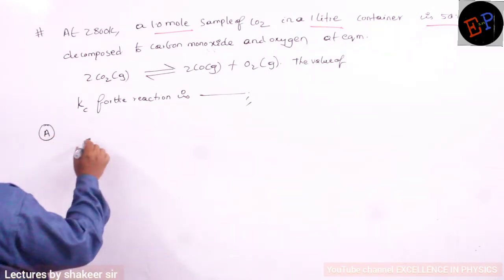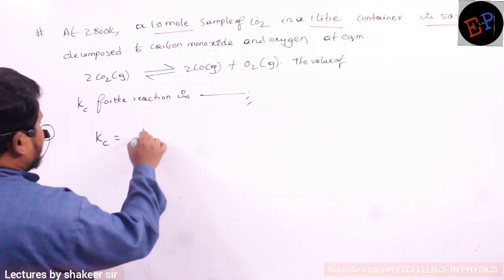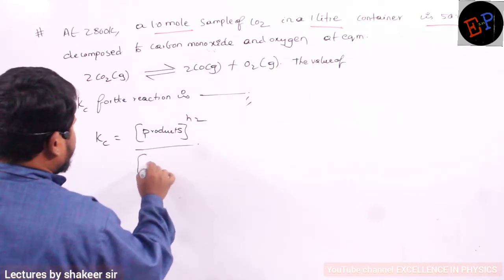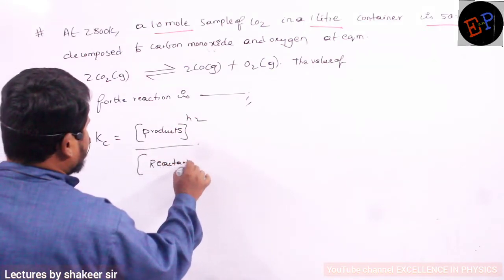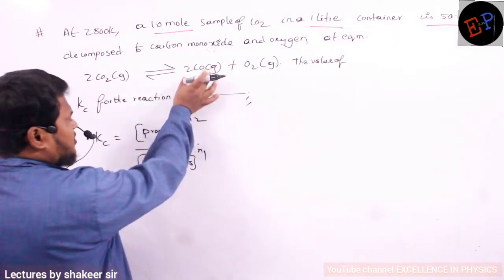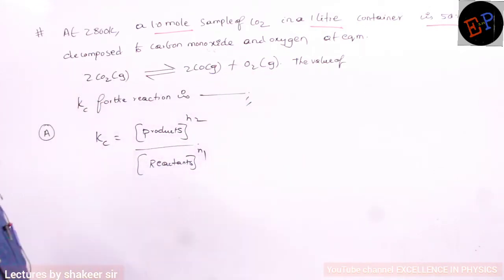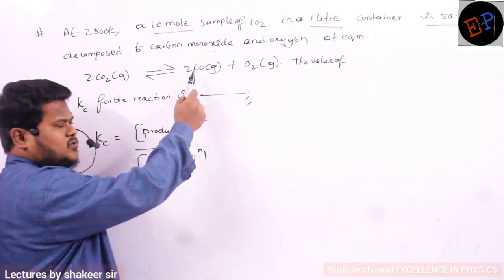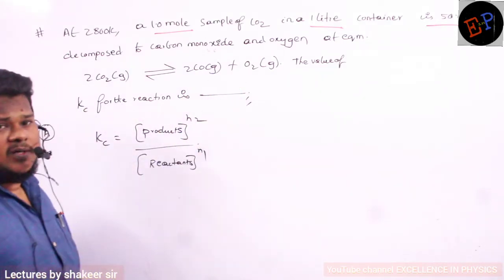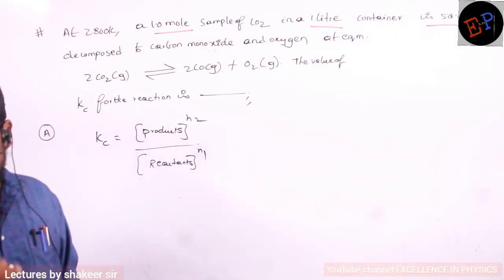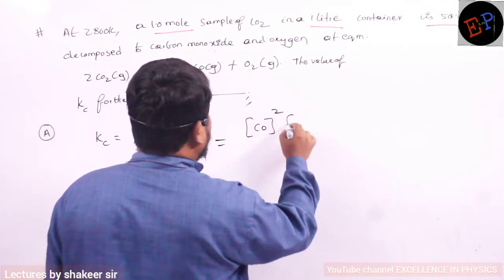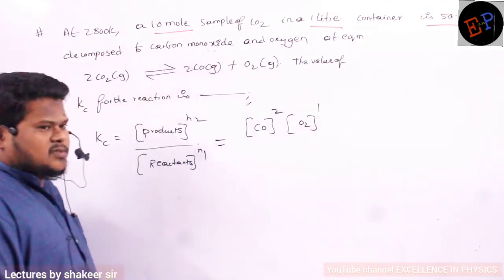First of all, how can I calculate Kc? This is how we have written it: concentration of products to the power of their stoichiometric coefficients divided by concentration of reactants. Now, what are the products formed? Carbon monoxide and oxygen. How many moles of CO are formed? 2 moles, so its stoichiometric coefficient is 2. How many moles of oxygen are formed? Only 1 mole, so its coefficient is 1. So we write concentration of CO to the power of 2 multiplied by concentration of O2 to the power of 1.